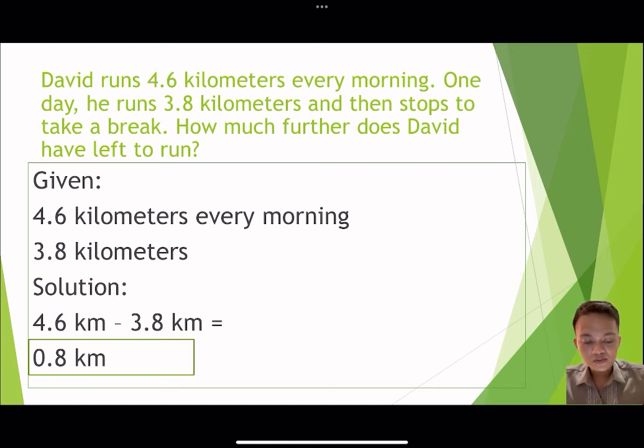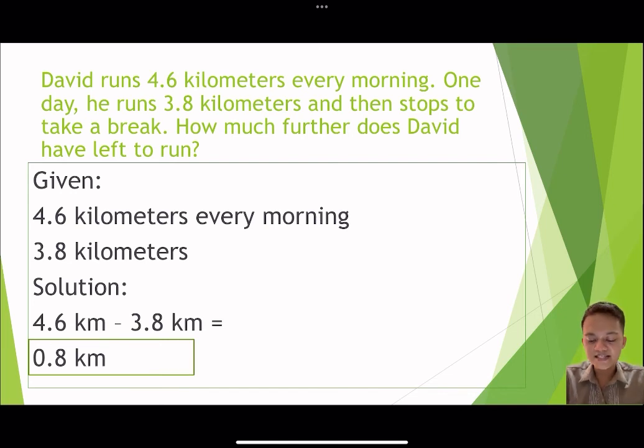show more about the solution, so 4.6 minus 3.8, 6 minus 8 cannot be, so borrow 1 sa 4, which magiging 3. 16 minus 8 is 8. Bring down yung decimal point, and 3 minus 3 is 0. Therefore, 0.8 kilometers pa yung kailangan niyang takbuhin.